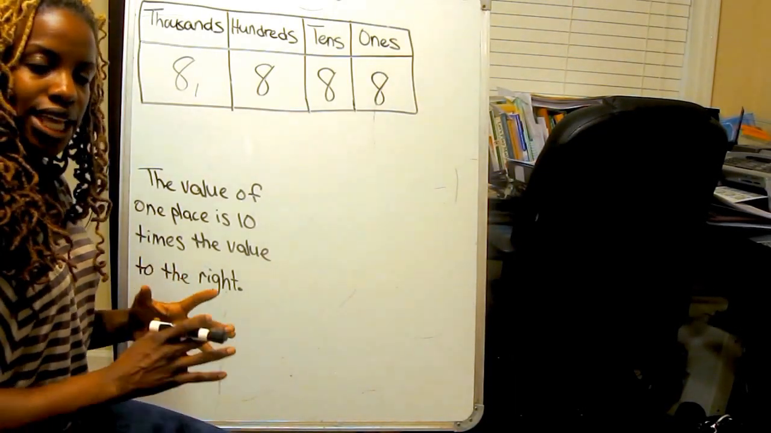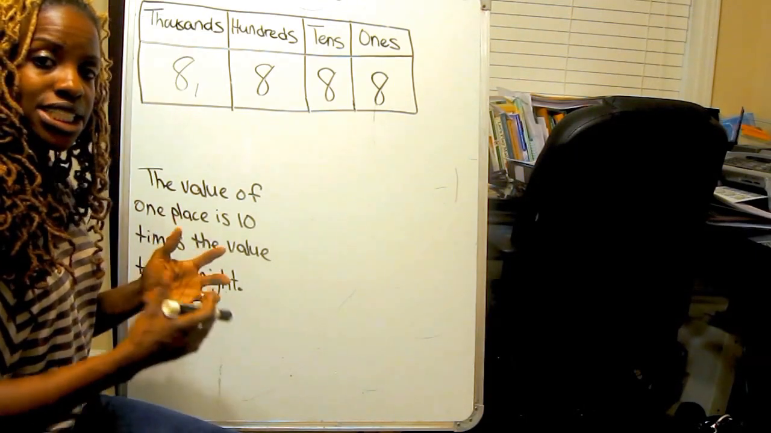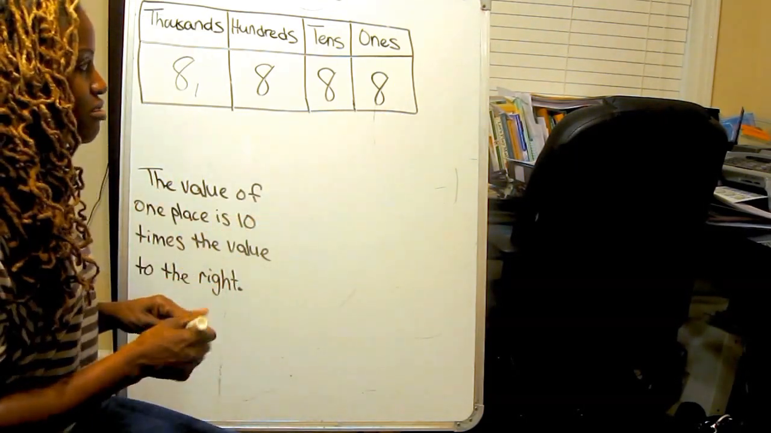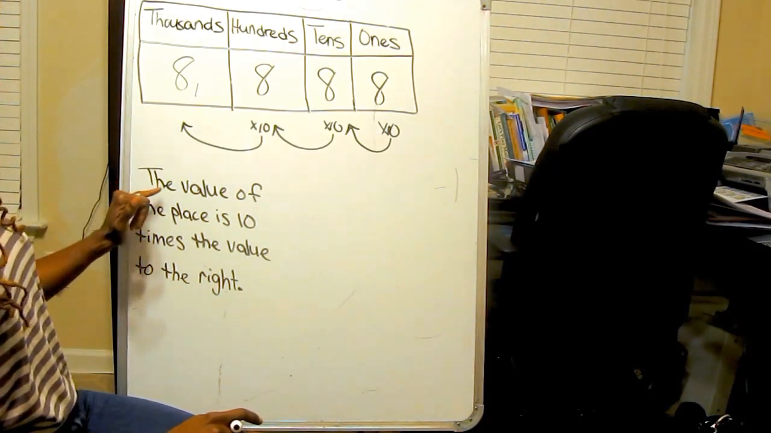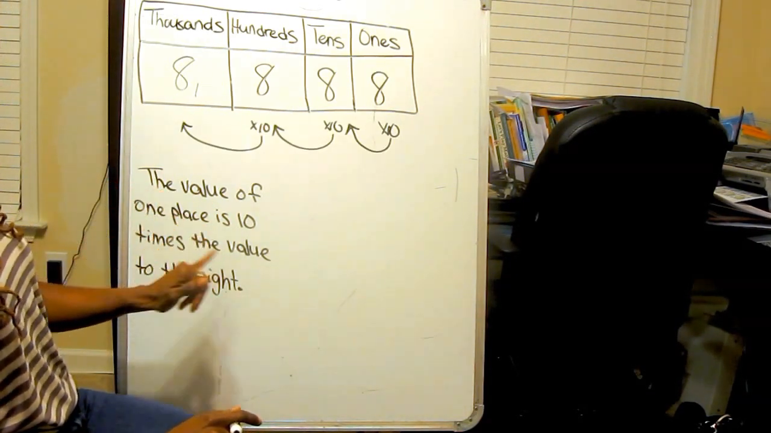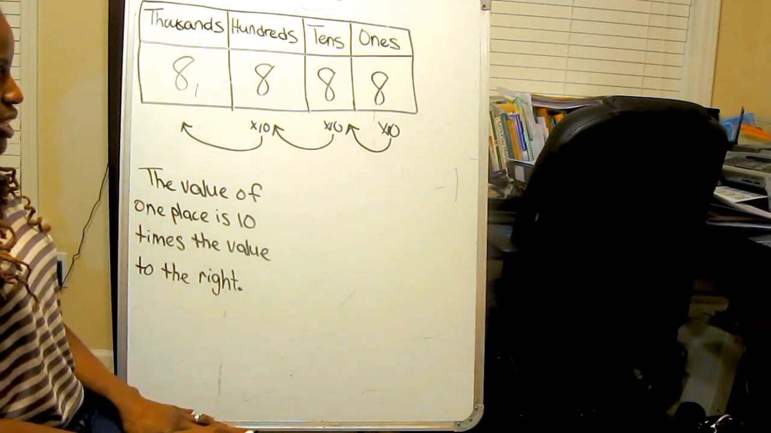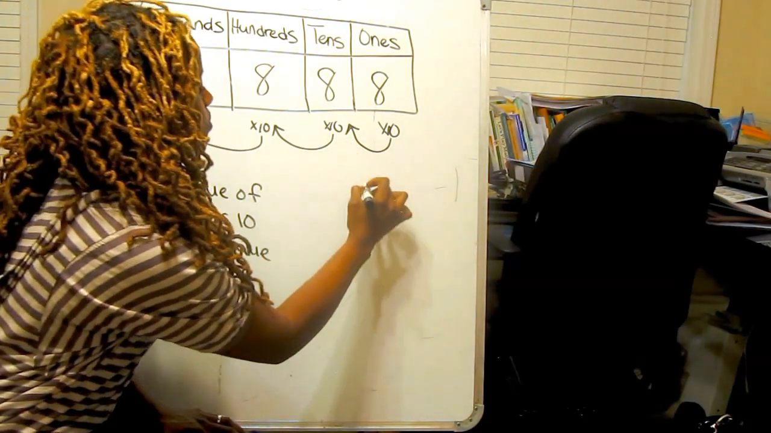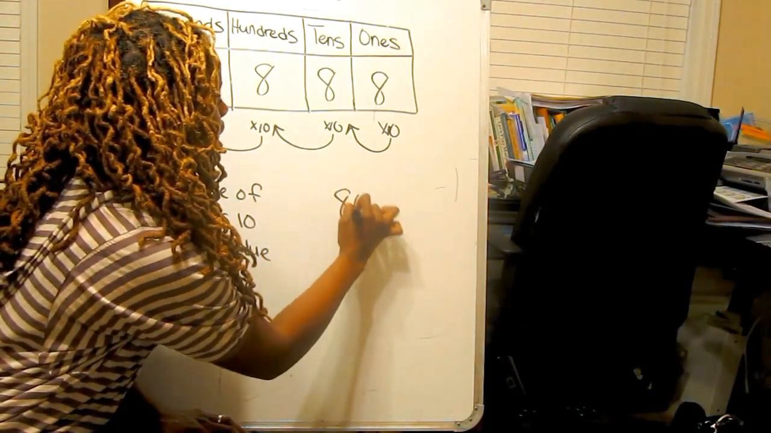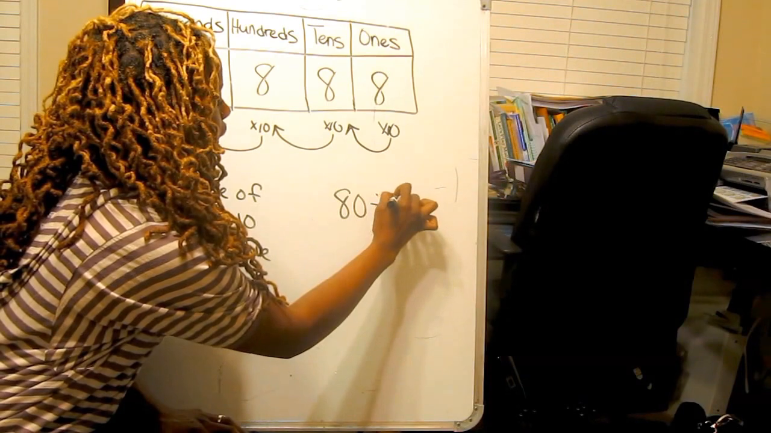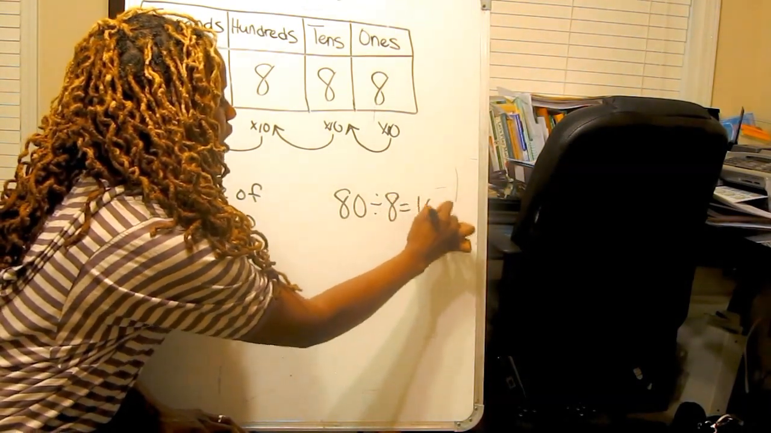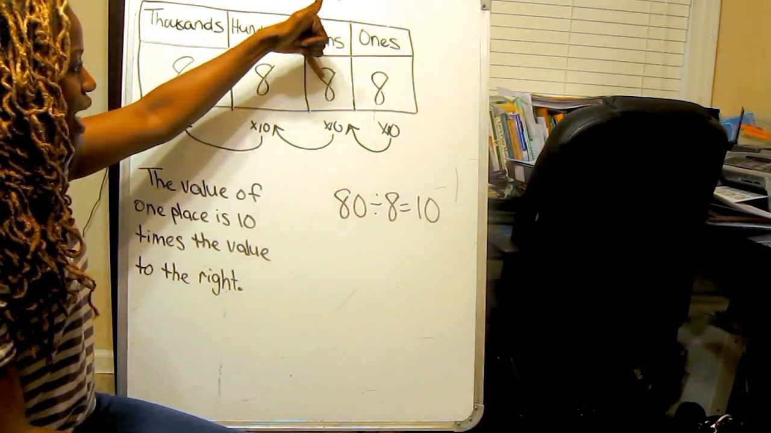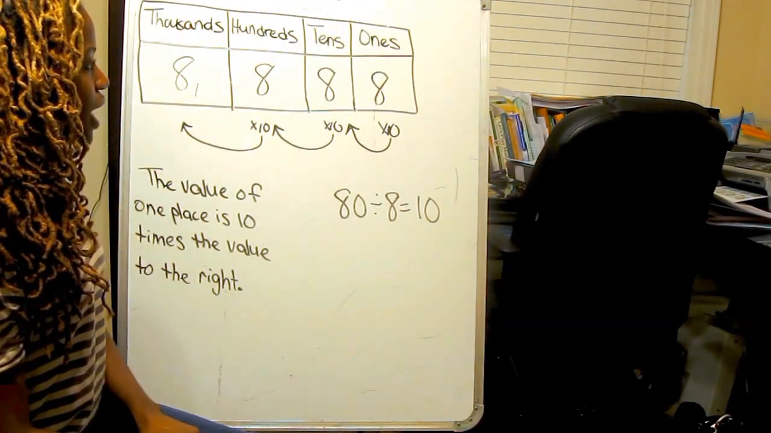Now let's look at this in a different way. The relationship of each place is 10 times the value to the right. So let's prove the value of one place is 10 times the value to the right. If we were to divide 80 divided by 8, we get a value of 10. 80 is 10 times the value of 8.